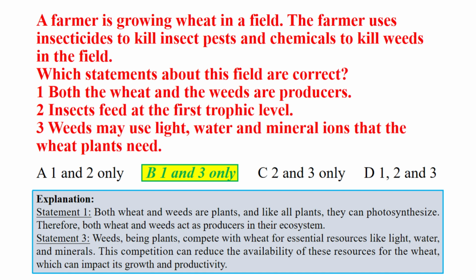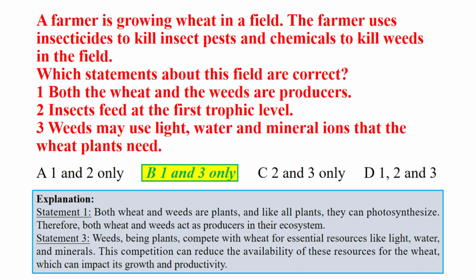Next, statement 2, insects feed at the first trophic level. Insects are not producers, they are consumers. The first trophic level is reserved for producers like plants. Insects feed on plants and are considered primary consumers, so statement 2 is incorrect. Finally, statement 3, weeds may use light, water, and mineral ions that the wheat plants need. Weeds, being plants themselves, compete with wheat for these essential resources. This competition can affect the wheat's growth, making statement 3 correct.